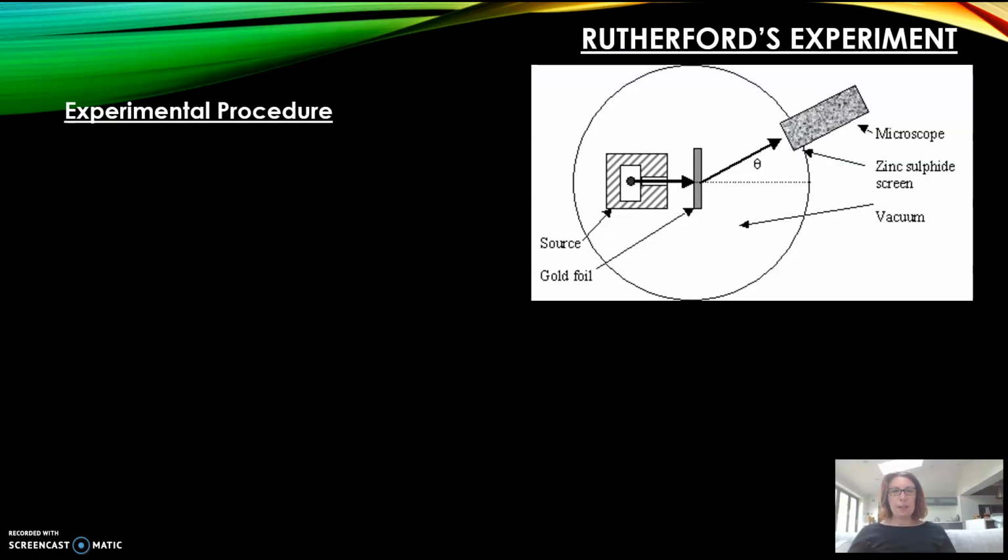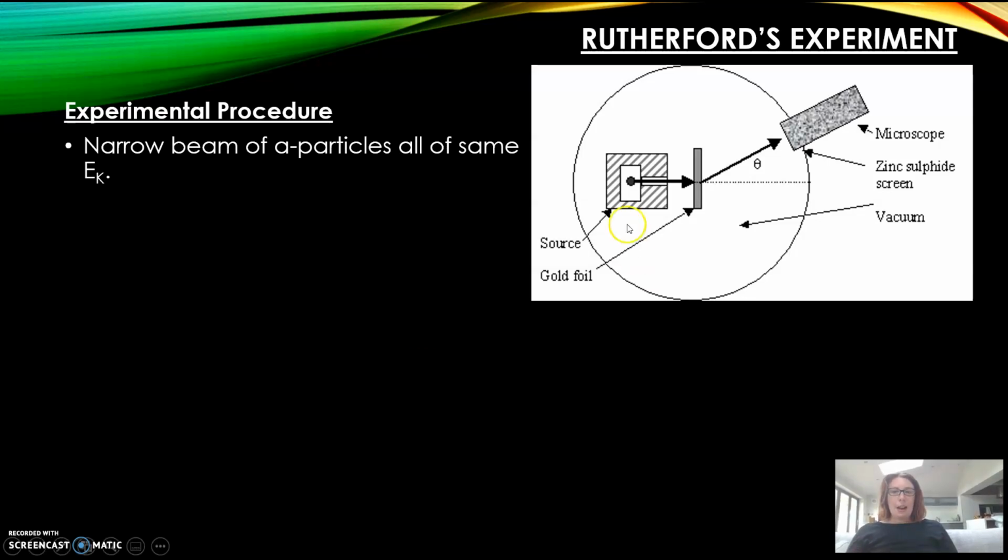So this is his experimental procedure. We've just discussed it a little bit. He has his narrow beam of alpha particles which all have the same kinetic energy. It's important that they have the same kinetic energy, as if they're moving through this and there's charges inside it, the ones that move slower would be acting on those charges for longer, and so they'd be deflected at an angle more. So they all have to be at the same kinetic energy, so that they're all moving at the same speed, so that their speed doesn't affect their deflection, so it has to be controlled.